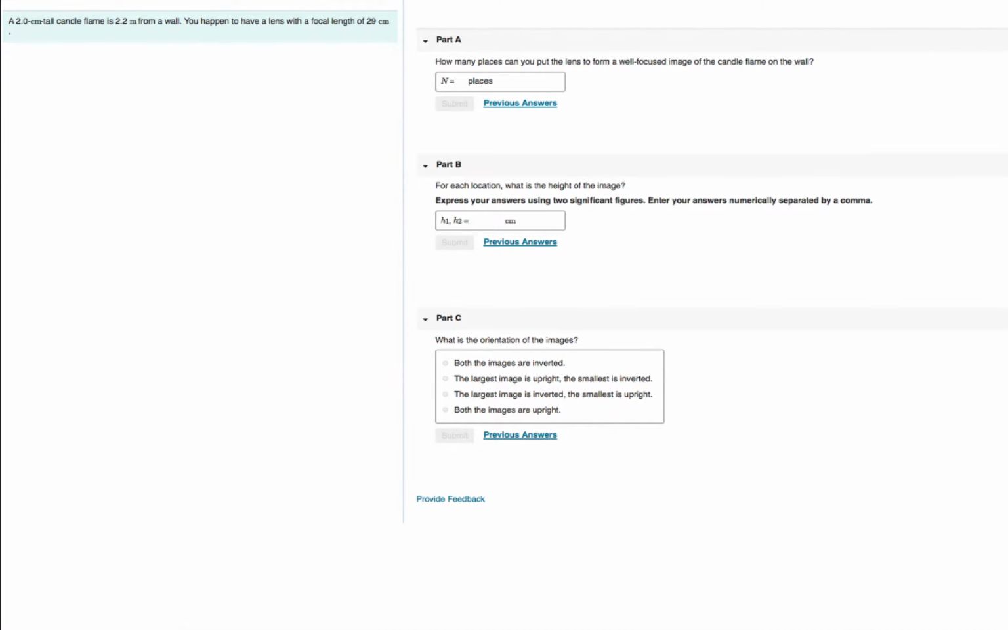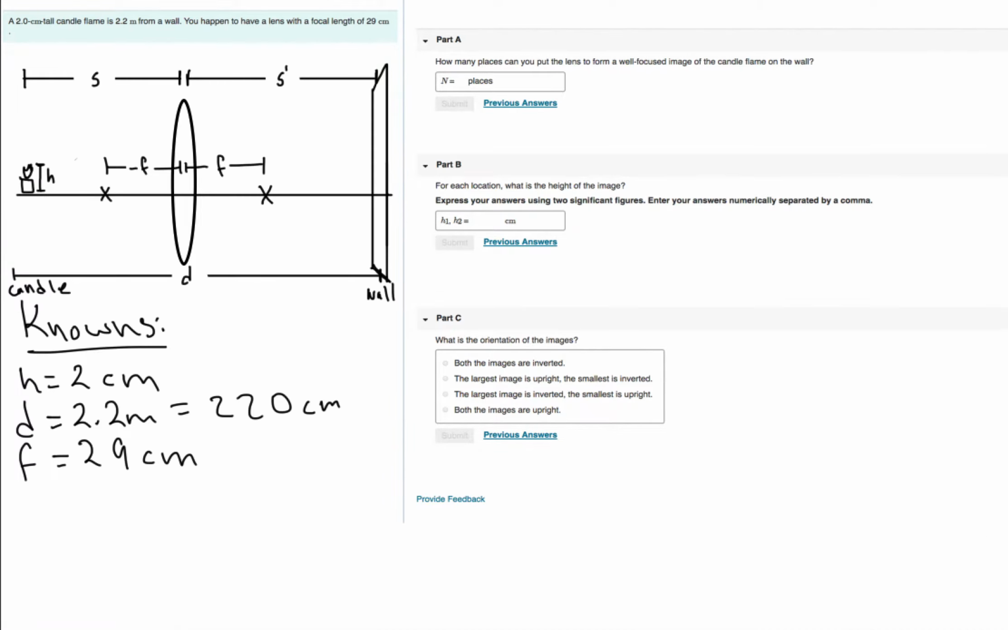I've gone ahead and drawn the picture to get a better idea, as well as the knowns. We know that the total distance is d. I chose it, so it'll be 2.2 meters, which is 220 centimeters. We know the height of the candle is 2 centimeters, and we know the focal length is 29 centimeters. I've illustrated the focal length here.